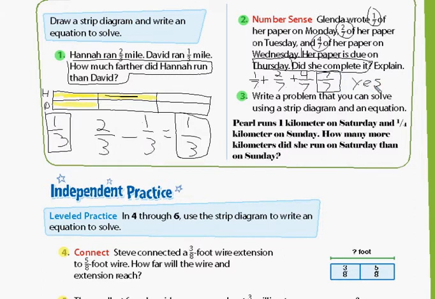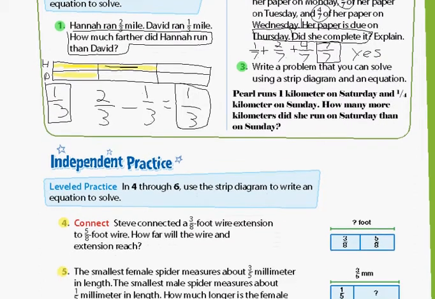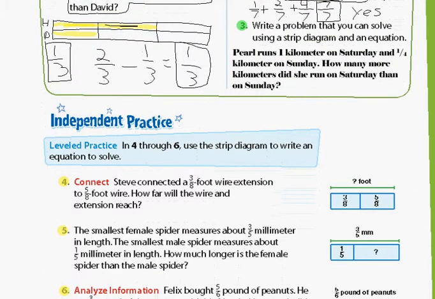Problem number three. Write a problem that you can solve using a strip diagram and an equation. And this is a problem that I wrote. Pearl ran 1 kilometer on Saturday and 1/4 kilometer on Sunday. How many more kilometers did she run on Saturday than Sunday?